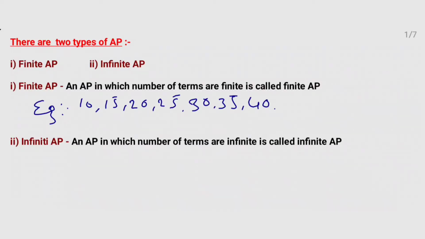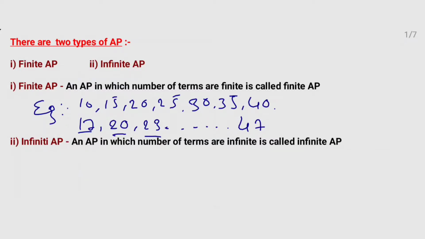So here the total number of terms is 1, 2, 3, 4, 5, 6, 7. So 7 terms are there. So it is a finite AP. And take one more: 17, 20, 23 and so on, 47. So it is also a finite AP. So here the first term is 17 and the second term is 20. So the difference is 3, and the second term is 20 and the third term is 23.